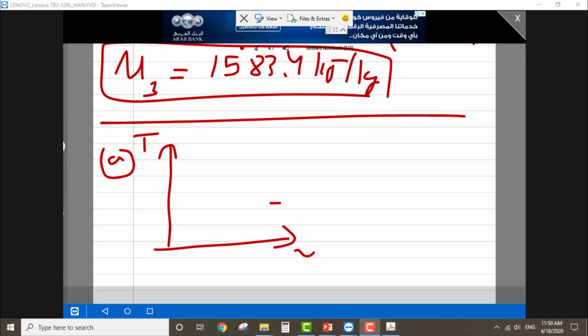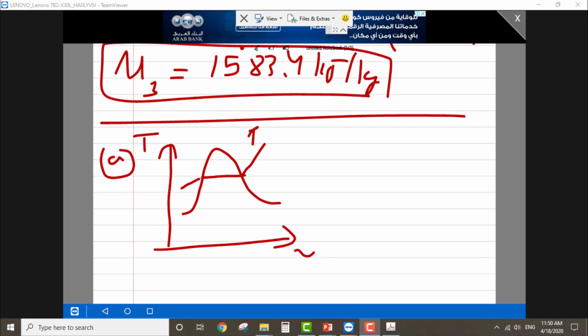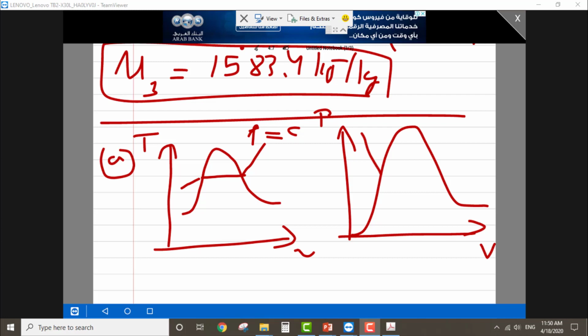Yeah, and here is the dome. Here is the pressure line, which is constant. P is constant. And here is the PV diagram. And here the temperature is constant. So let me start with the TV diagram and start with the first process.